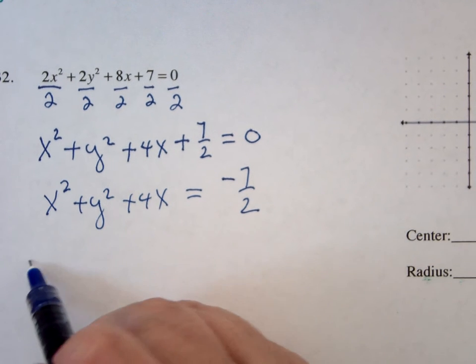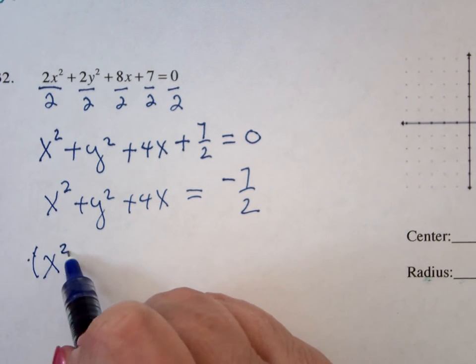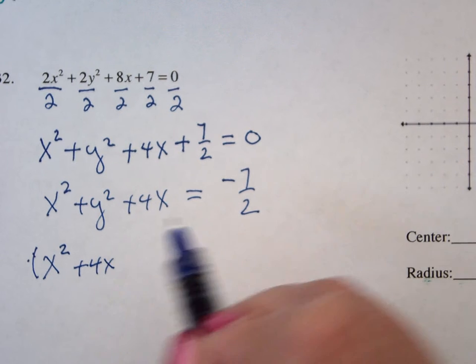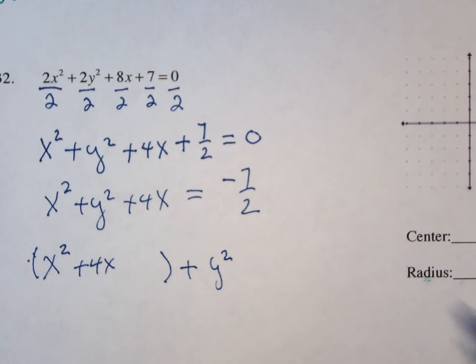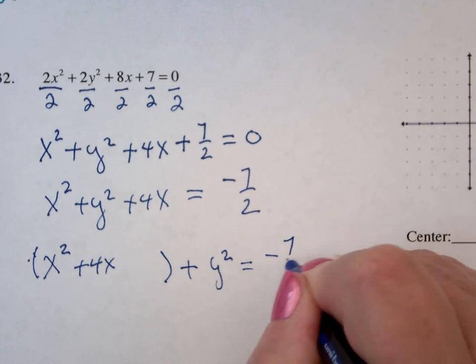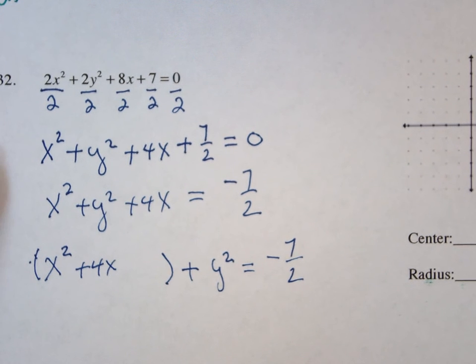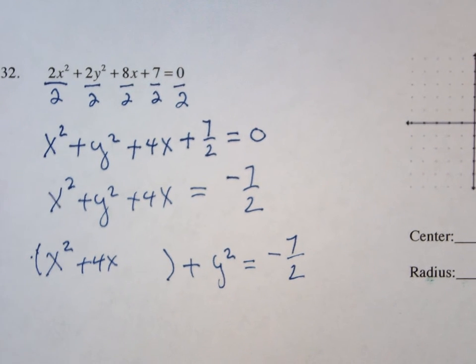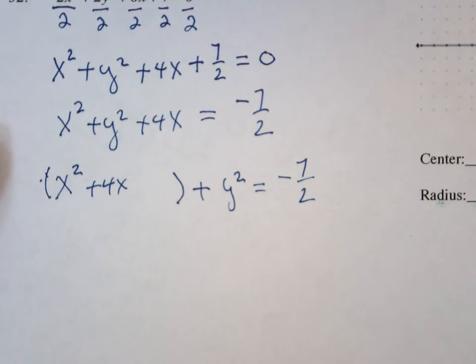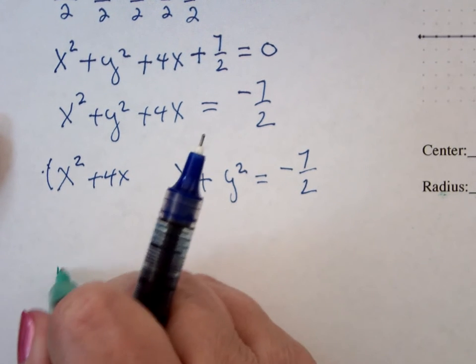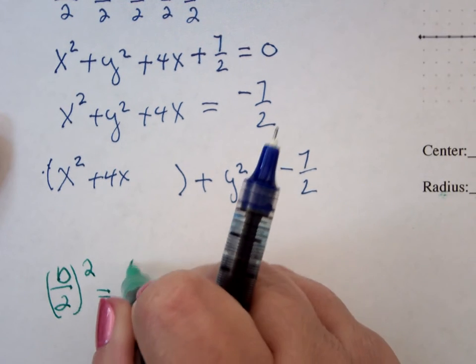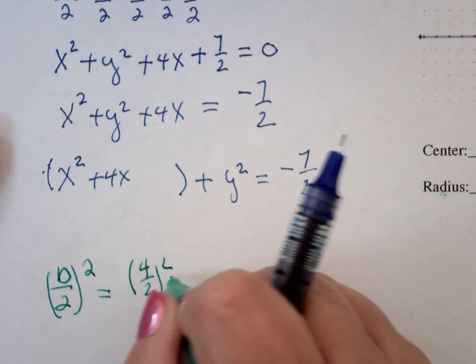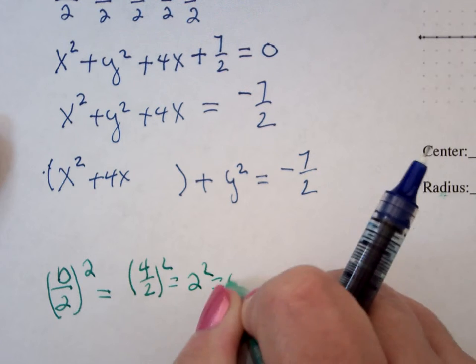Now, group the x's together. Y doesn't have anybody, and we say whoopee, because we don't have to do anything there. Now, complete the square on the x's. So I'm going to take b over 2 and square it, which is 4 over 2 squared. 2 squared is 4.